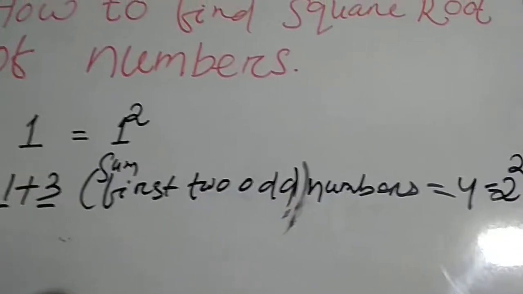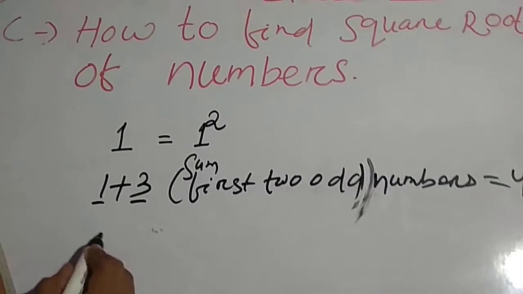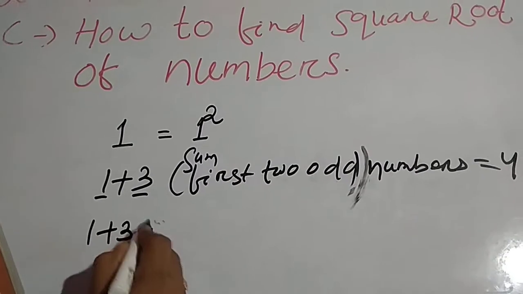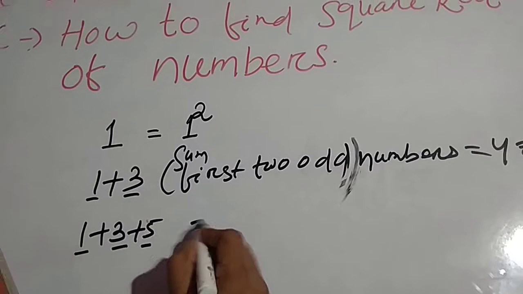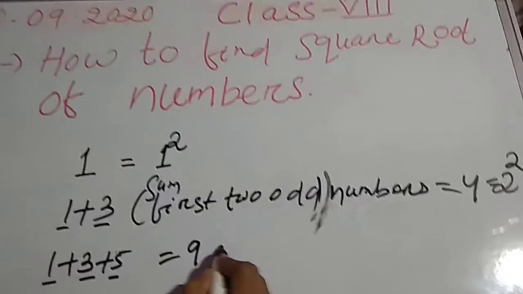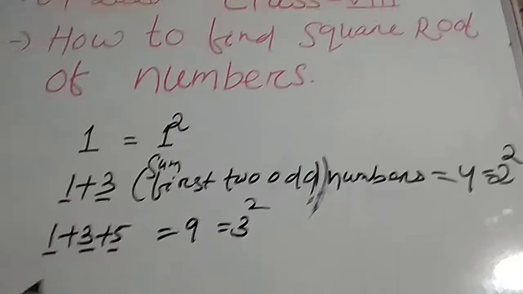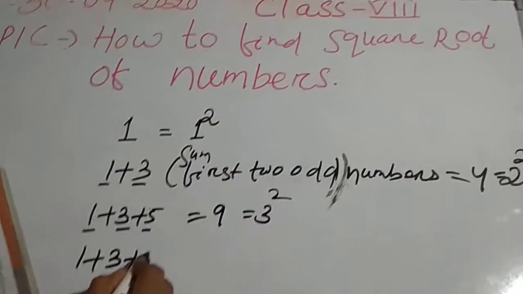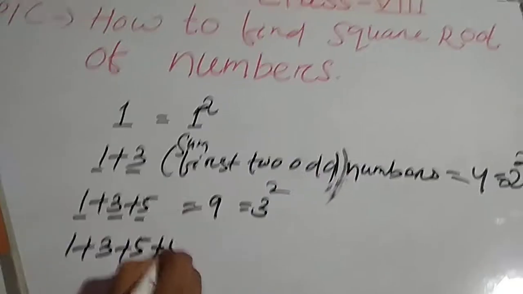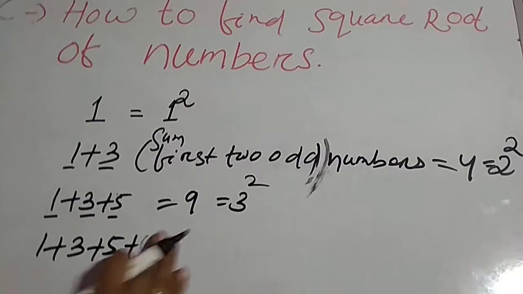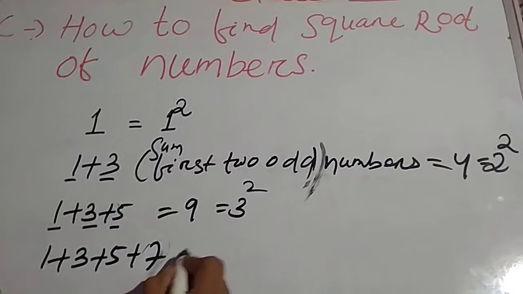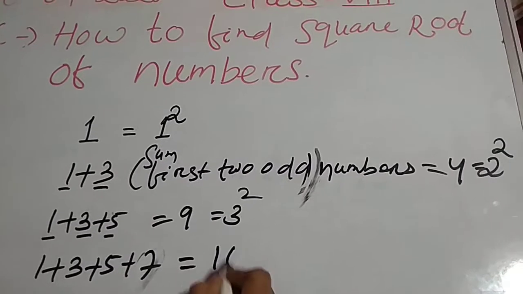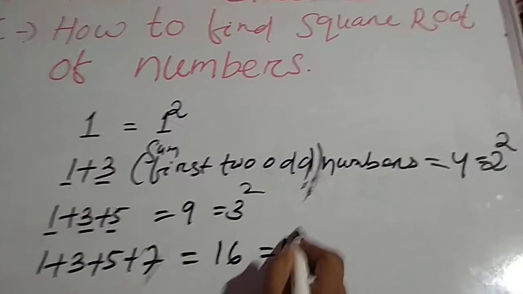Like that, the sum of the first 3 odd numbers, 1 plus 3 plus 5, equals how much? 9. So it equals 3 square. Again, the sum of the first 4 odd numbers, the fourth odd number is 7. 1 plus 3 plus 5 plus 7 equals how much? 16, equal to 4 square.